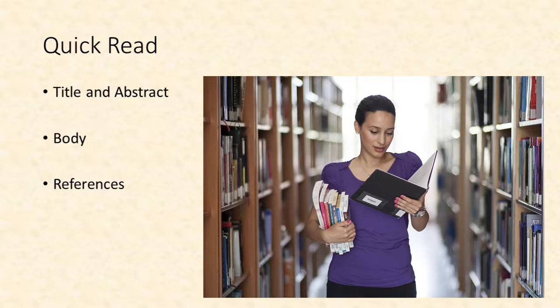Scholarly reading entails reading for a purpose, and so we don't have to read every sentence. In fact, when you identify a scholarly source, you should do a quick read. Look at the title and the abstract, skim the body and the references, and try to identify what the purpose is and what the main points are, and whether it's relevant to your work.